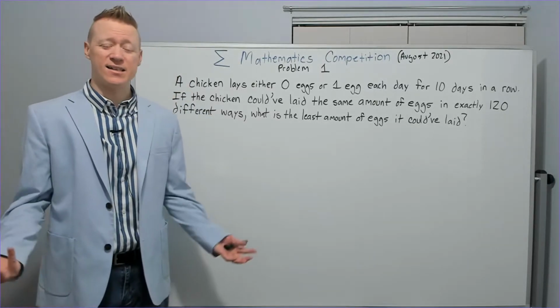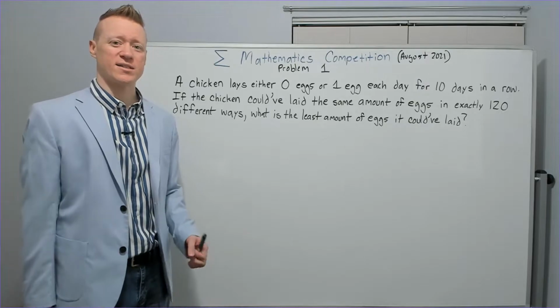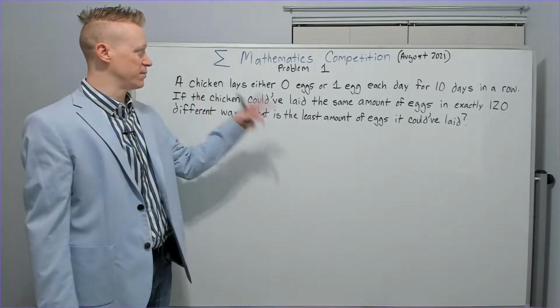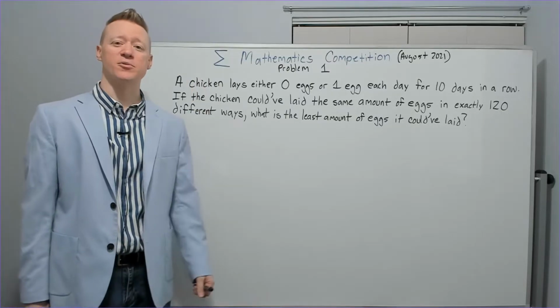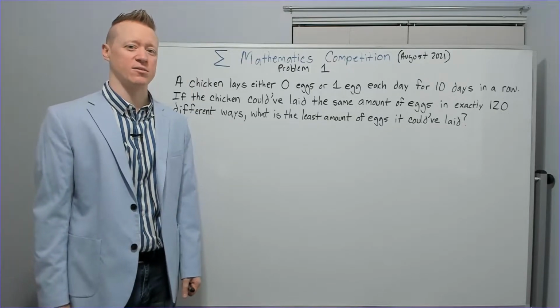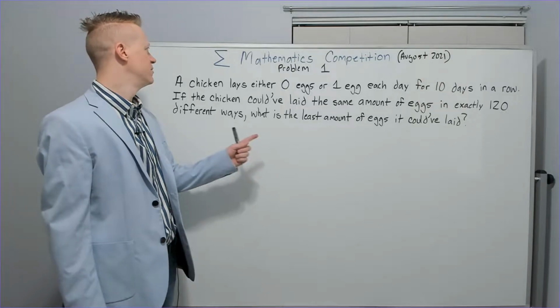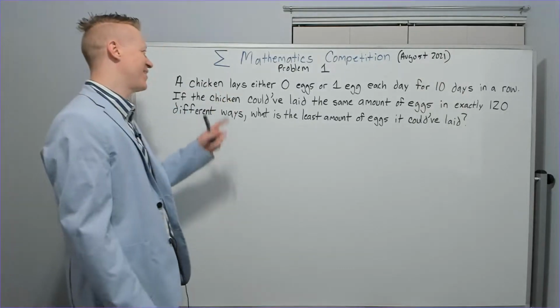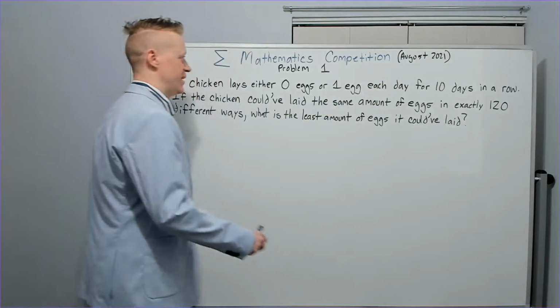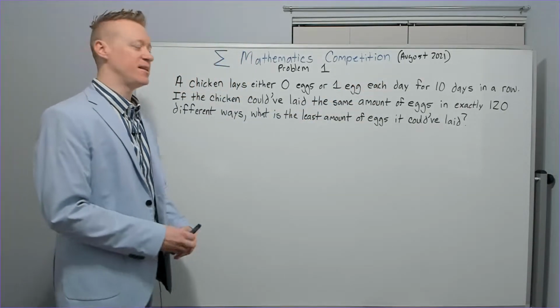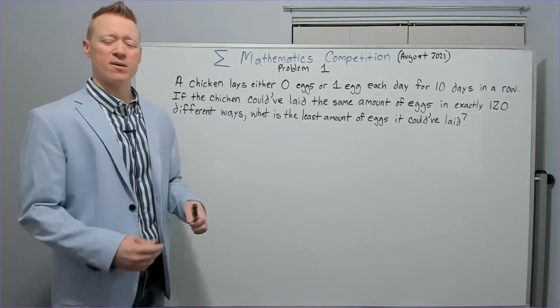It's in conjunction with somebody who requested me to do some of the problems from their recent competition called the Fancy Backwards 3 Mathematics Competition. Oh, it's Sigma. Anyhow, it was held this month, right now. Actually, it's probably happening right now as I'm filming this. And this is problem 1 from that competition.